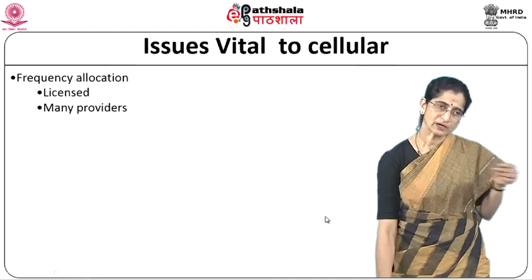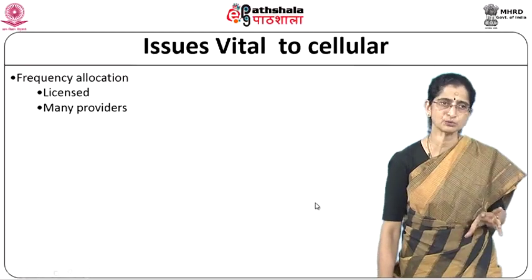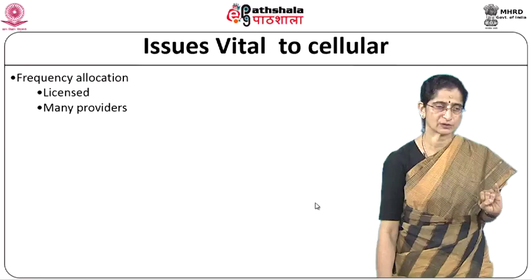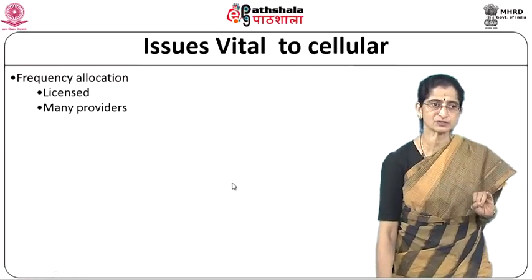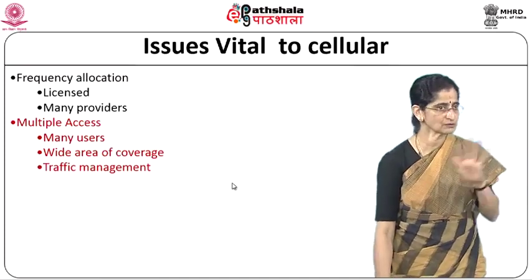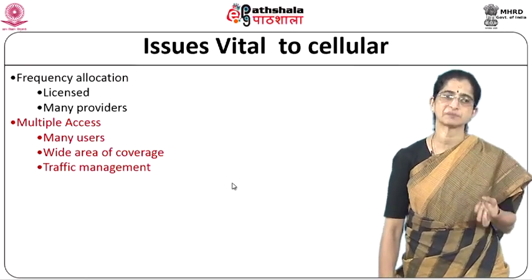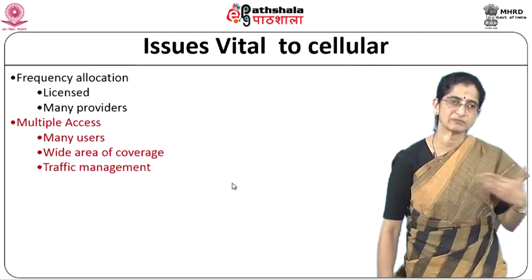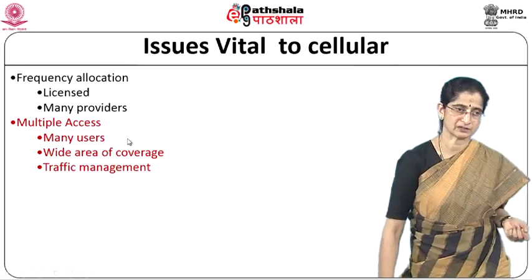Whatever the generation, there are certain issues which are vital to cellular. One of course is frequency allocation. We've seen that normally the frequency allocation is done in a licensed manner. There may be many providers, so you license out different frequencies to different providers. This is common across all generations, which is why there is an auction of the spectrum for each generation. We do an auction and give different frequency bands to different providers.